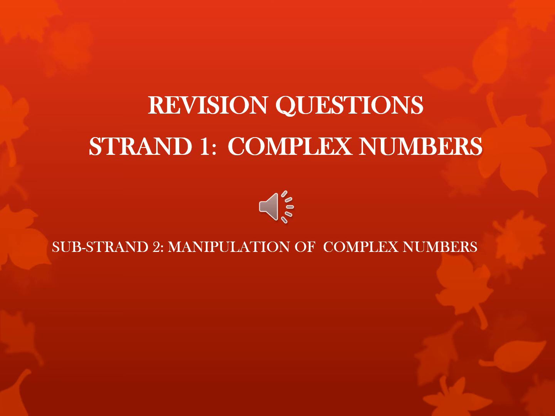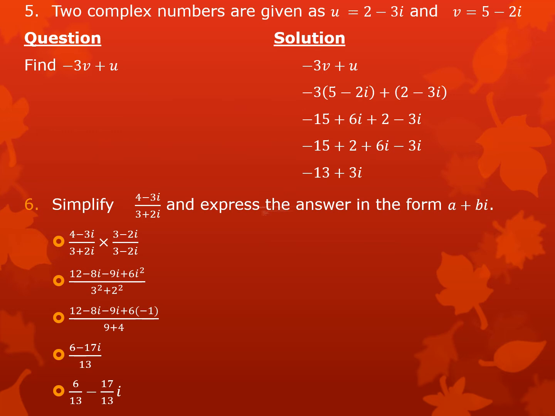Revision questions for substrand 2, manipulation of complex numbers. Question number 5. Two complex numbers are given as u is equal to 2 minus 3i and v is equal to 5 minus 2i. Find negative 3v plus u.